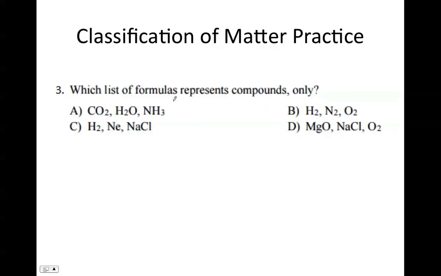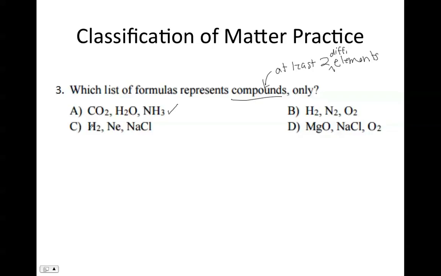Number 3, which list of formulas represents compounds only? Remember, compounds, we want to see at least 2 elements. And I really should put in there different. Okay, so if we look through A, this is looking pretty good. We have C and a capital O. We have H and a capital O, capital N and H. So this one is looking pretty good, but we should go through and continue on just to double check.